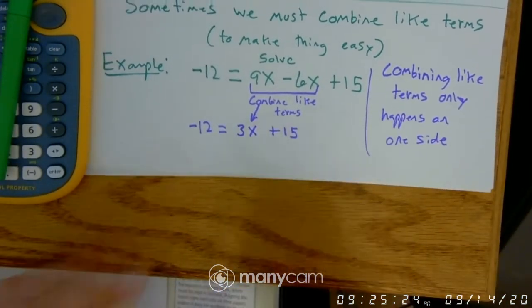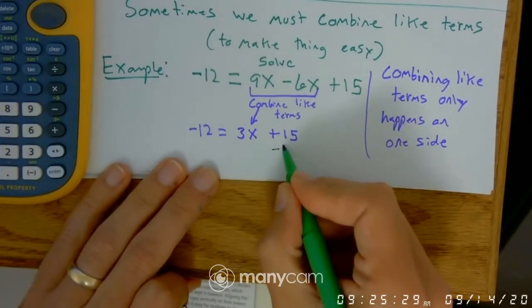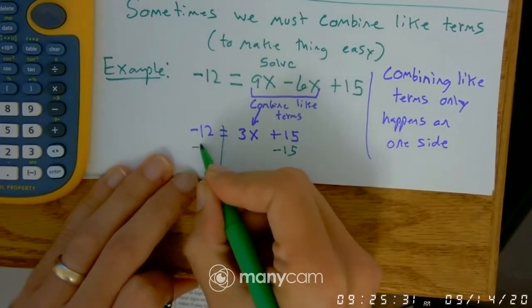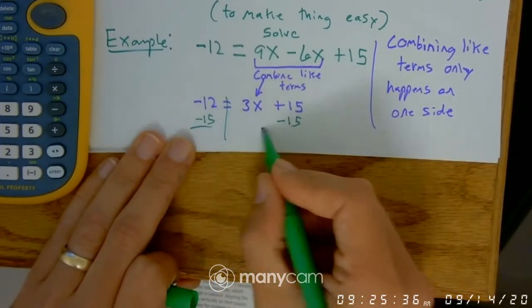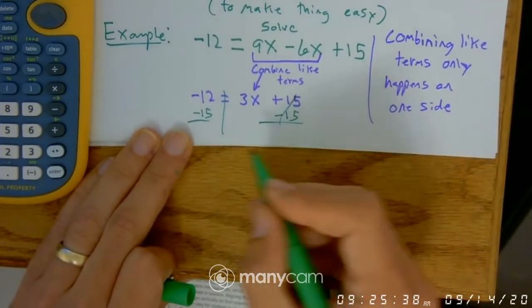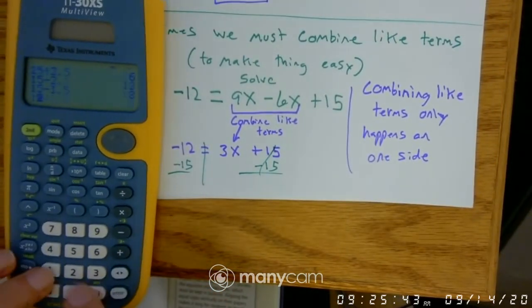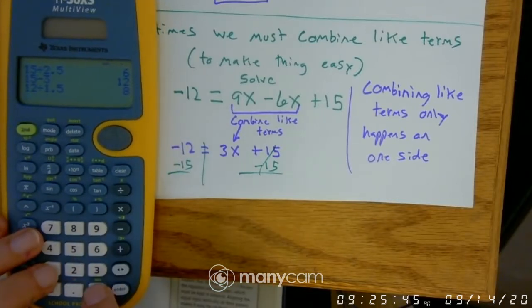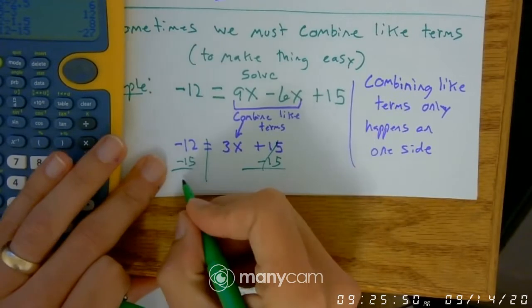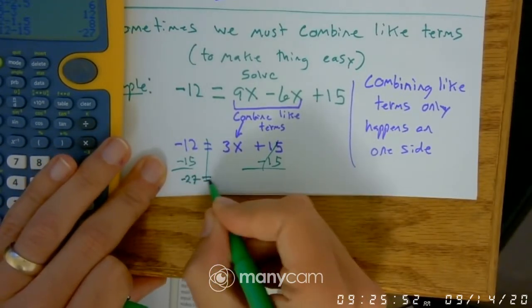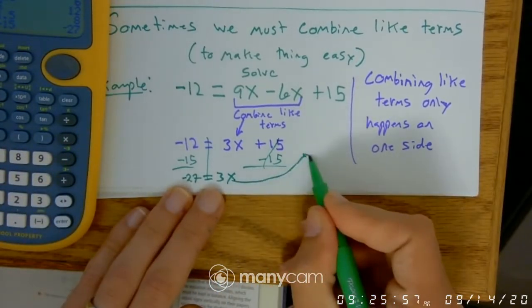So right here, I'm going to do my addition and subtraction first. So I'm going to move the 15 away from the x. When I do that, I'm running out of room. That's going to go away. What's this number? Well, I'm going to take my calculator and go negative 12 minus 15. And I get negative 27 equals 3x.